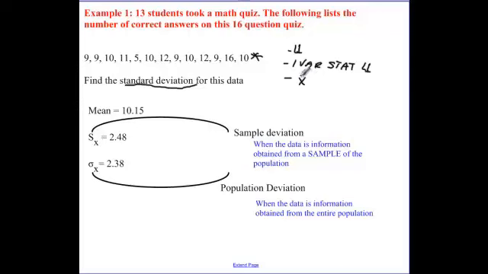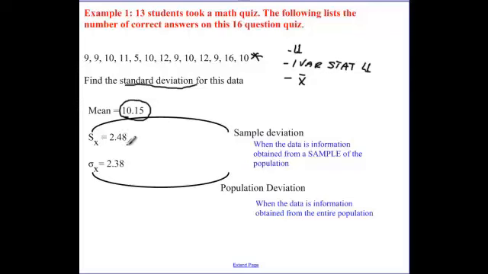The first one being X bar, that's your average. And our average said about 10.15. So on average, the students got 10 questions right out of these 16. We have ΣX and ΣX squared, and that's going to be talked about tomorrow in class.